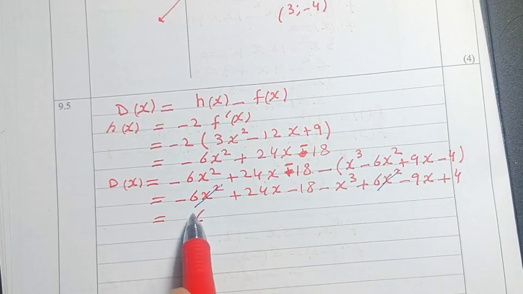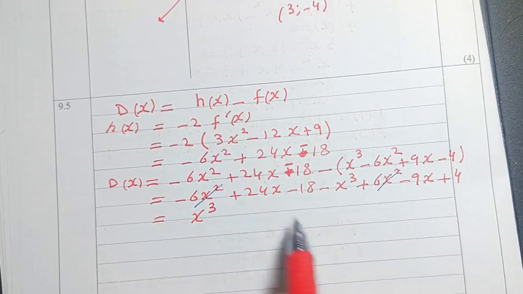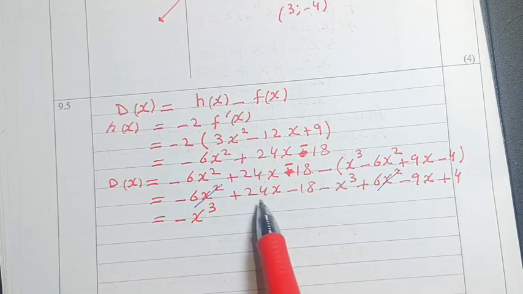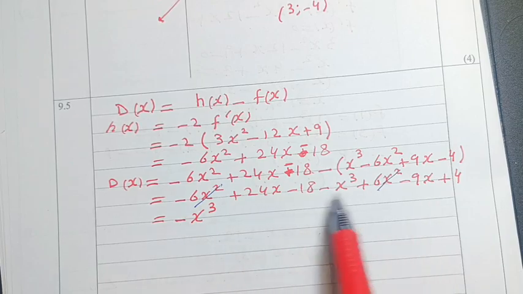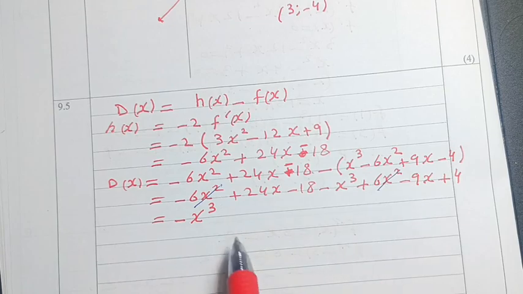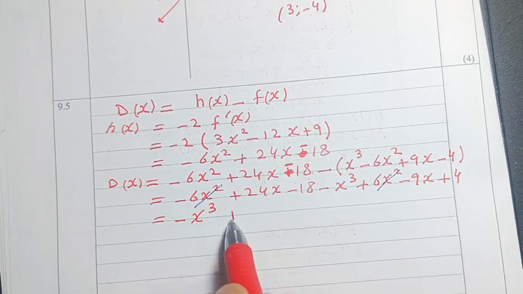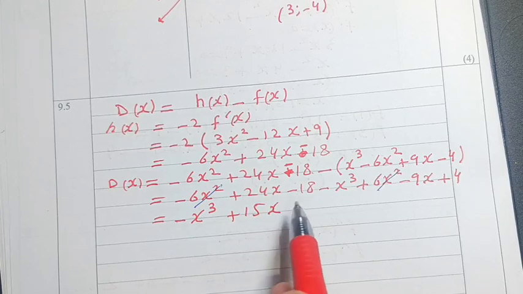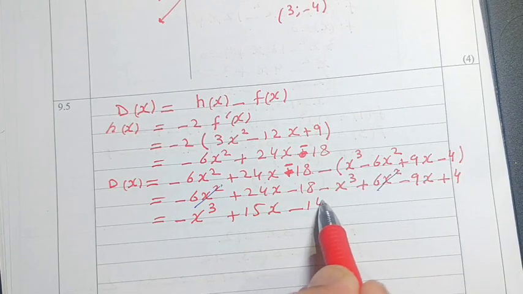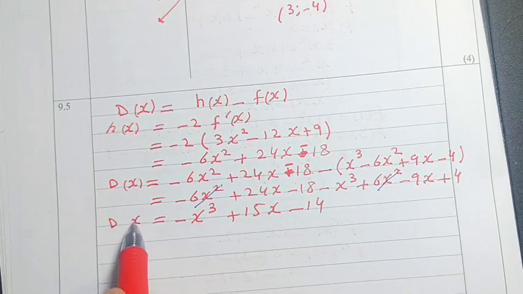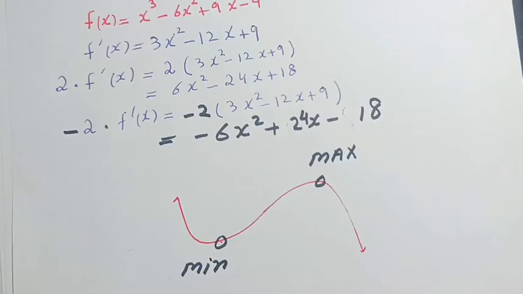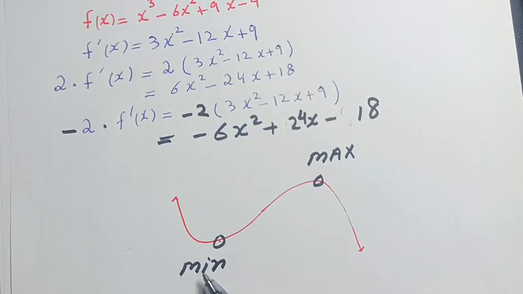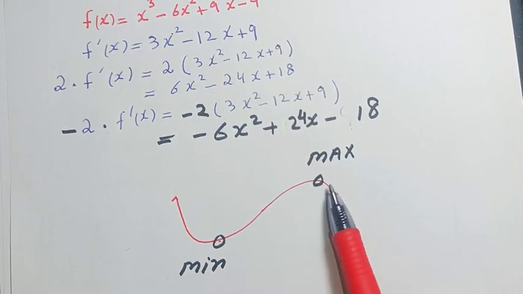negative x power 3, and then 24x and positive 24 and -9. Negative x cube plus 15x, I simplify, -14. So this is my d of x. So this is a cubic function. This is a minimum, this is a maximum. This is a minimum turning point, this is a maximum turning point. So we're looking at the maximum.